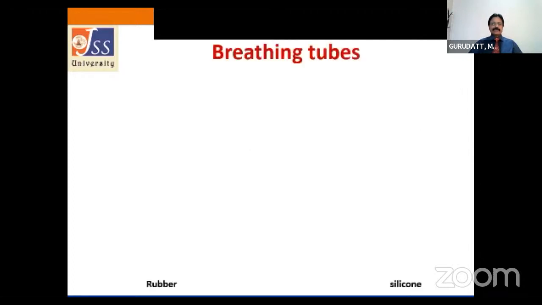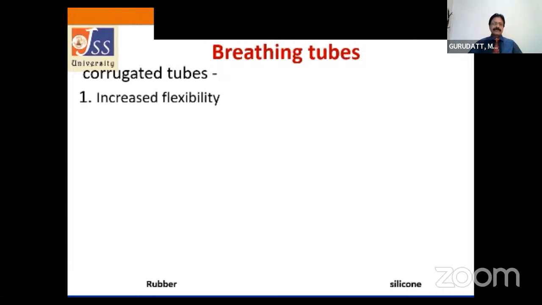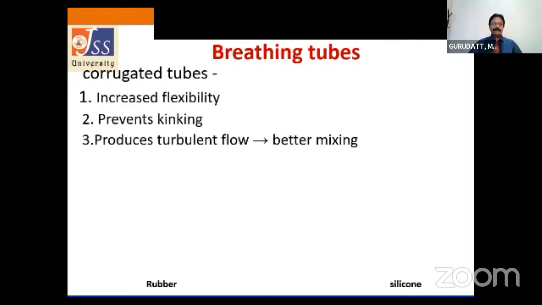The breathing tubes are corrugated tubes. So how will the corrugation of these tubes help? Again, this is a question for the postgraduates in the exam. So why do the tubes have to be corrugated? One thing is, because of the corrugation, there is an increase in flexibility. Second, the corrugation will definitely prevent kinking. And sometimes it is also said that because of the corrugation, some amount of turbulence of flow occurs inside these tubings.